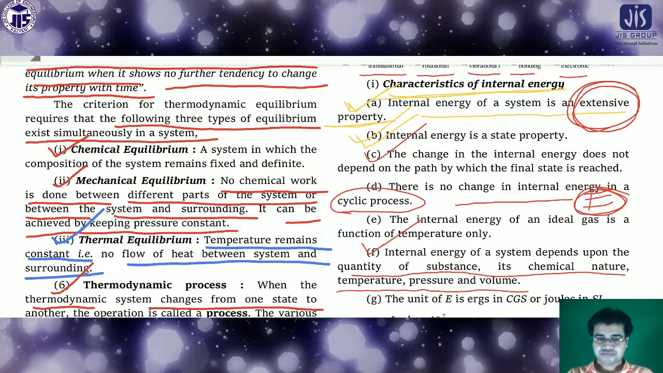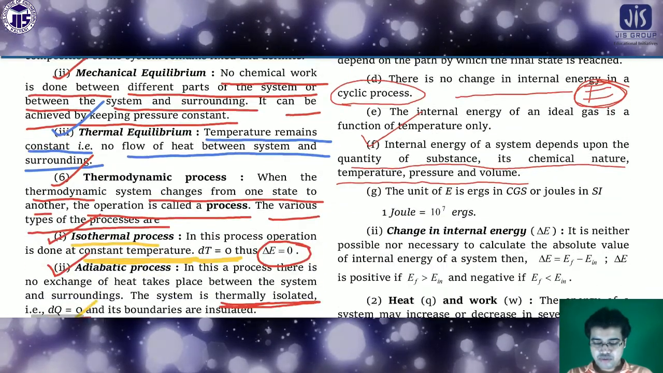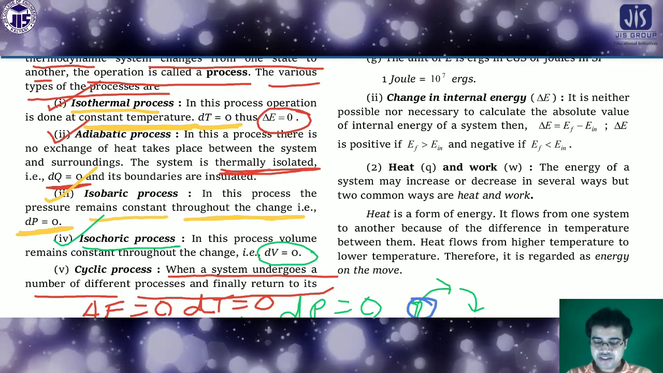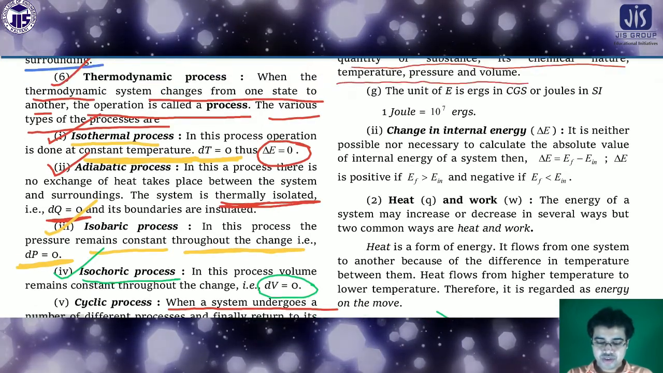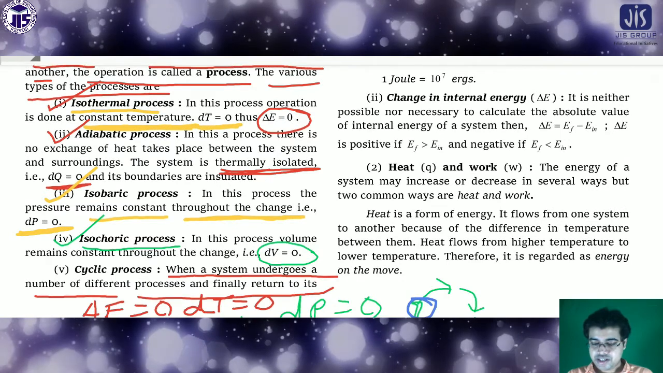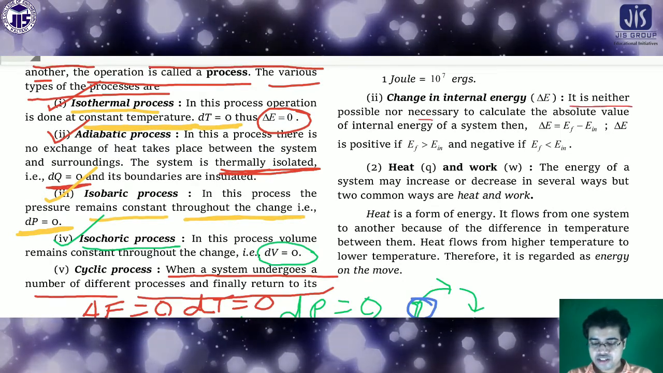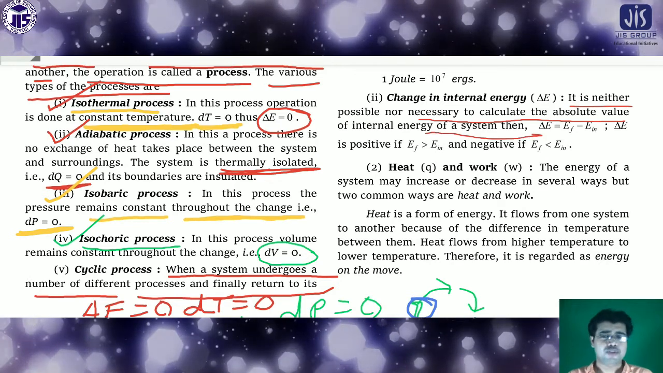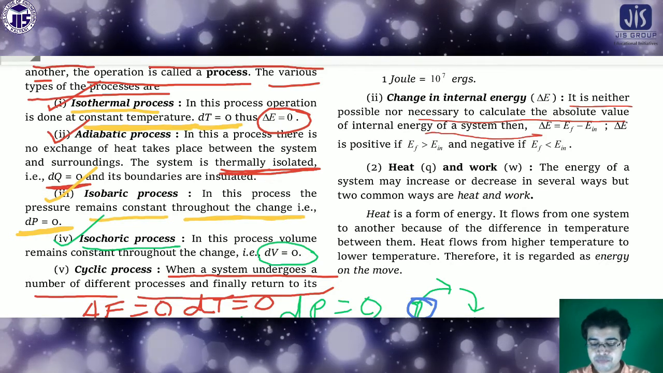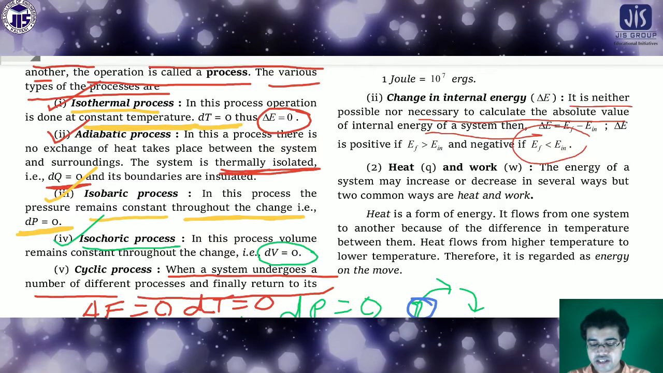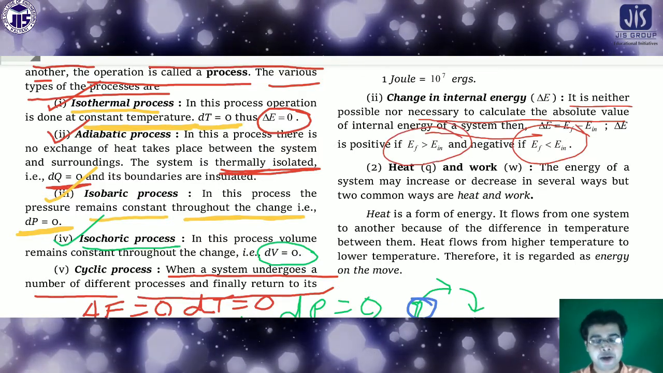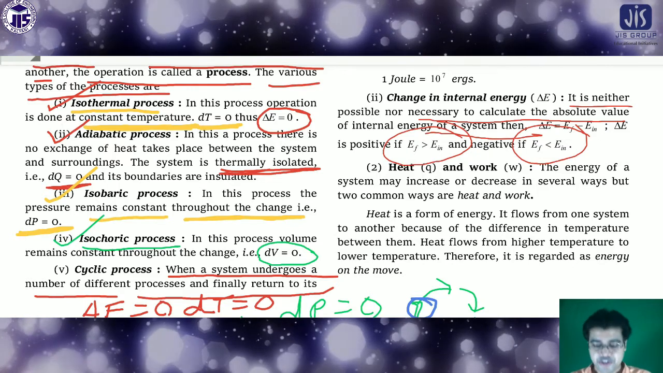Now come to the next topic, the change in internal energy. It is neither possible nor necessary to calculate the absolute value of the internal energy of the system. What we need is to calculate the change of the internal energy: what is the internal energy of the initial state and what is the internal energy of the final state. That value is required for us.